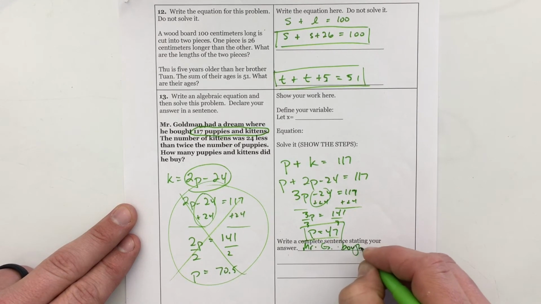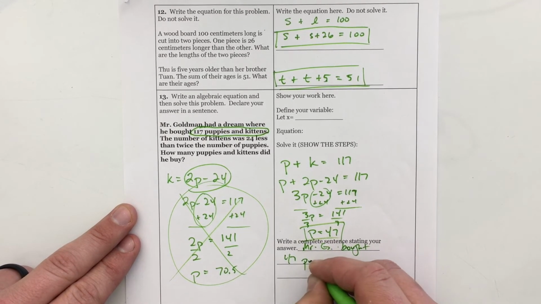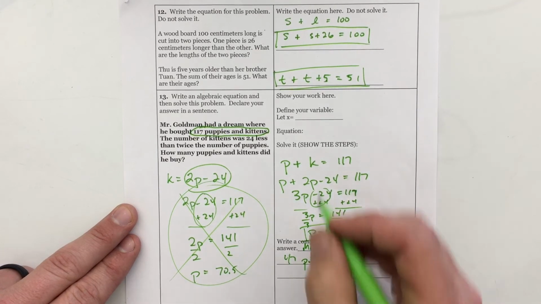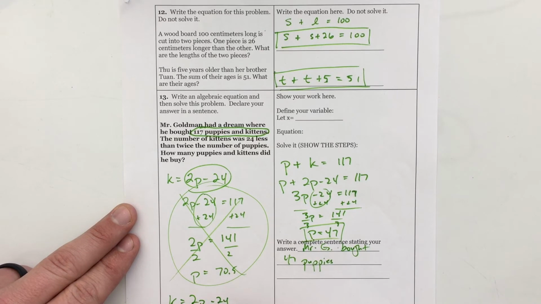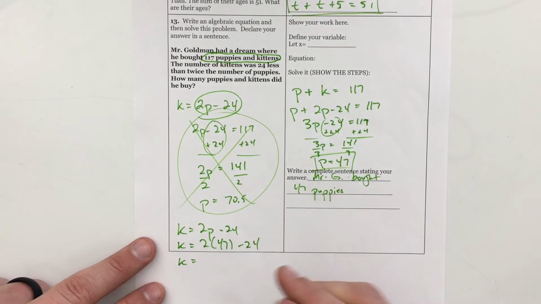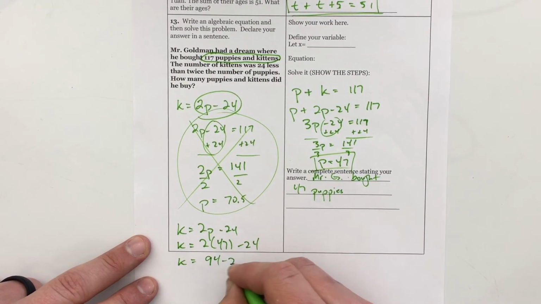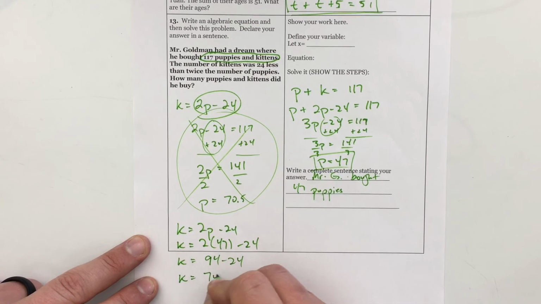Mr. G bought 47 puppies. And if k equals 2p minus 24, if you plug it in, plug it in, plug it in. Don't forget to take away the variables. We have k equals 94 minus 24, which is 70.